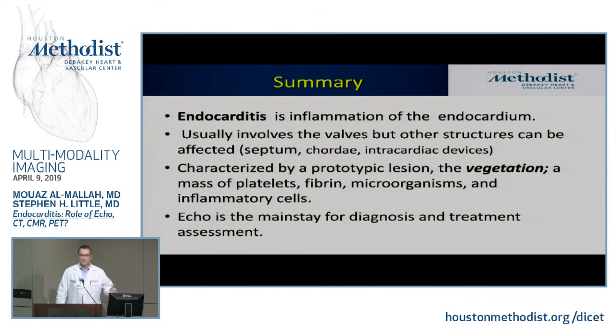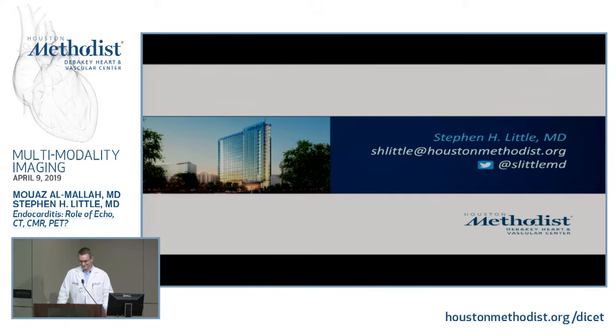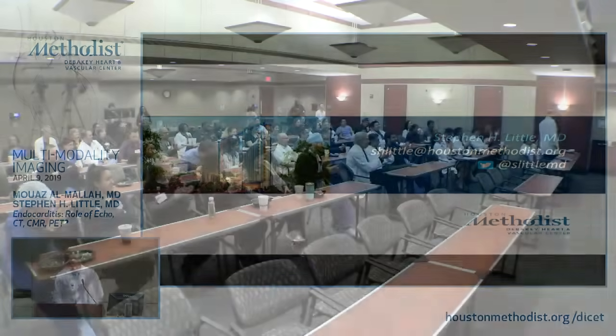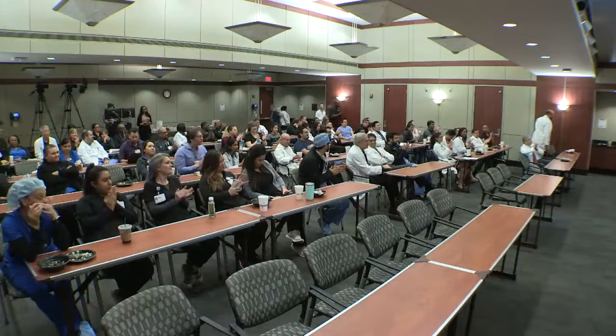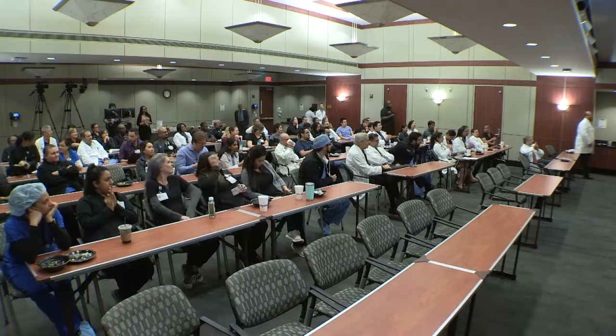So basically what I tried to show you is it's an inflammation of the endocardium. Usually involves the valves, doesn't have to. Once you introduce prosthetic material, a lot of the rules don't apply anymore. The lesion, the vegetation, is really what you have to define: platelets, fibrin, microorganism, of course, and the inflammation. And echo is all you ever need all the time. Okay, I lied about the last part.